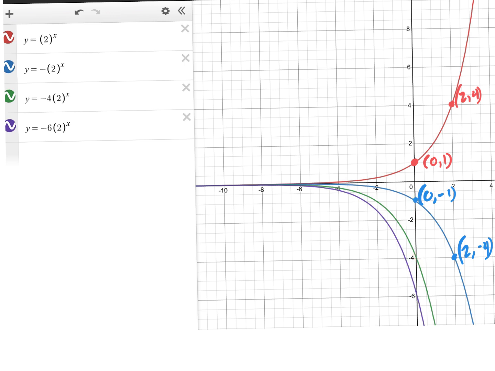Okay. Likewise, opening down, vertically stretched by 6. There's this exponential growth function that passes through (0, -6). So I hope this helps you understand how the a value affects your exponential growth or decay function.